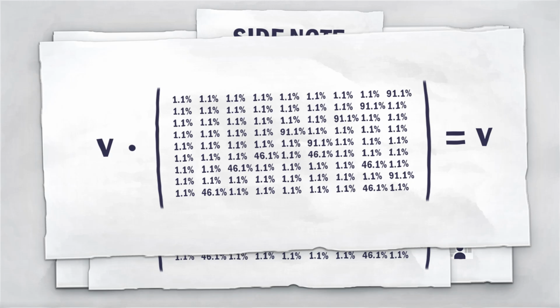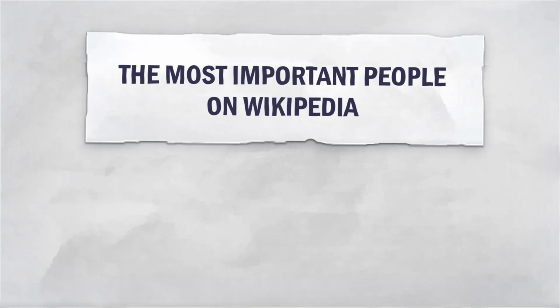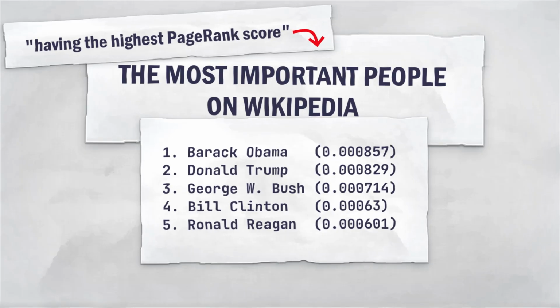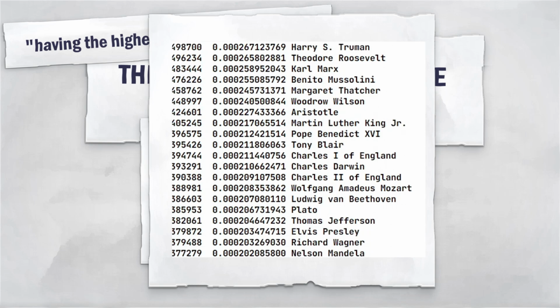For my project, I tried to do it the matrix way, but the Wikipedia graph would need a matrix with 2 million rows and 2 million columns, and my computer wasn't too happy about that. So I just did the random walk for as long as I could, until every node was visited at least 100 times. At the end, I had a list of the most important people on Wikipedia, if by important you mean having the highest PageRank score. And they are presidents again, just shuffled around a bit. But again, that feels reasonable, and all the other top spots are definitely well-known people.